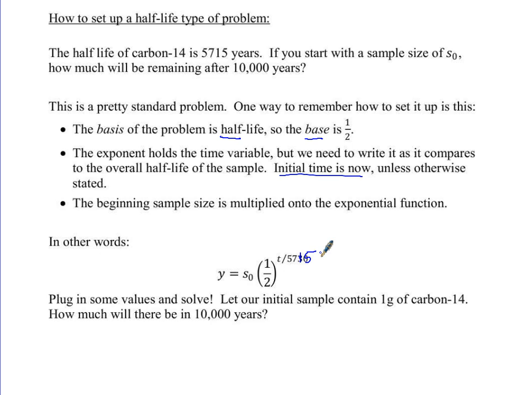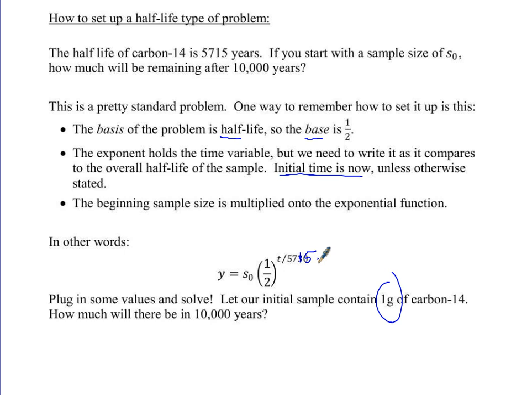So notice what happened. We have the initial sample size times, we're doing a half-life problem, so the base is 1/2 to the amount of time that's gone by relative to the half-life of the sample. So t divided by 5715. If you can remember these sorts of things, then you can set up any half-life problem that you might be presented with. Then from there, you just plug in values, typically, and solve. So let's have our initial sample contain 1 gram of carbon-14. How much will there be in 10,000 years?